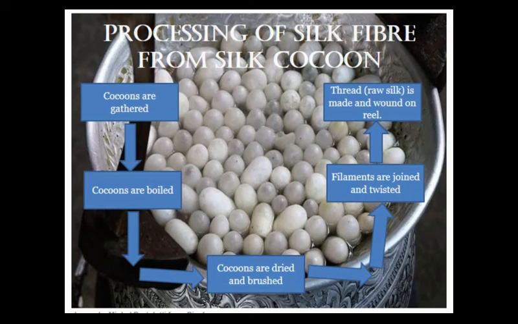After this process, the filaments which are obtained from cocoons are joined and twisted together. The thread so obtained is called raw silk, which is made and wound on a reel.